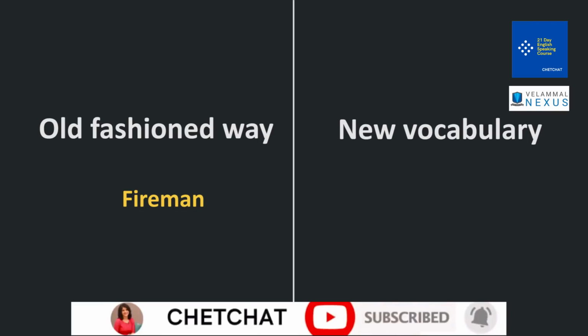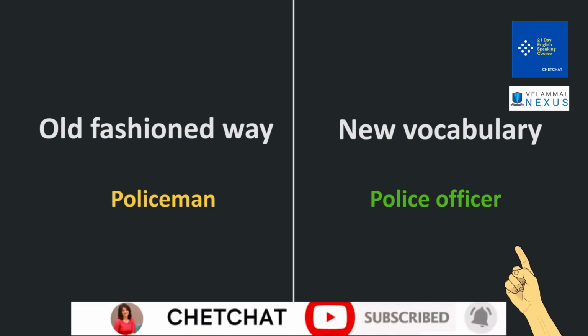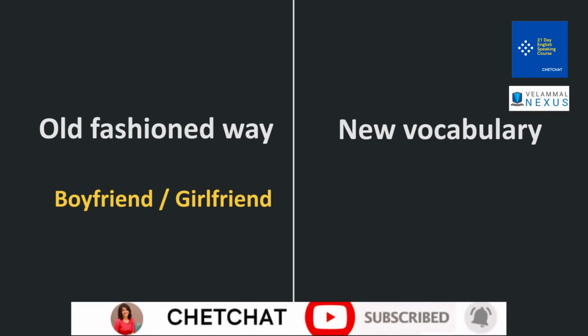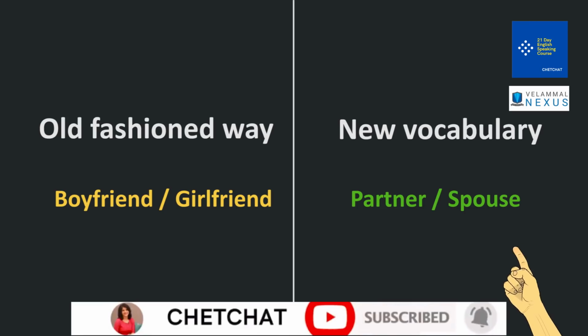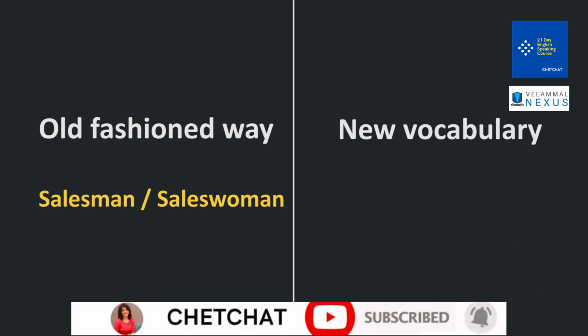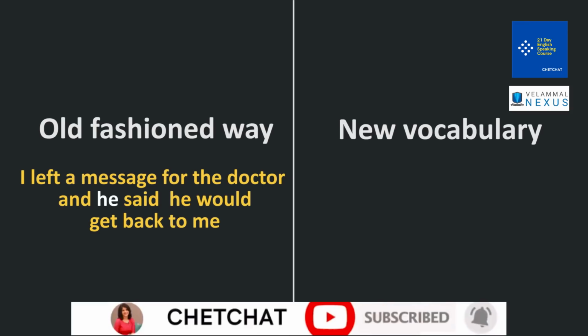Instead of saying fireman, we can say firefighter. Instead of saying policeman, we can say police officer. And instead of specifically saying boyfriend or girlfriend, how about we say partner or spouse? Similarly, salesman, saleswoman, salesperson. Now let's make some sentences.